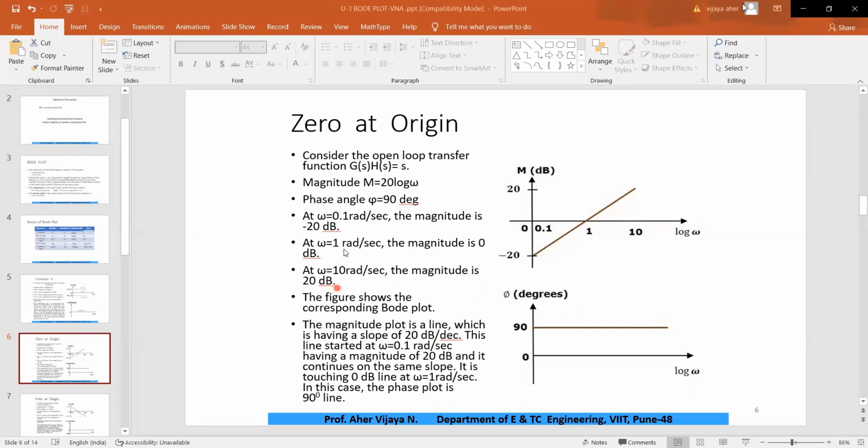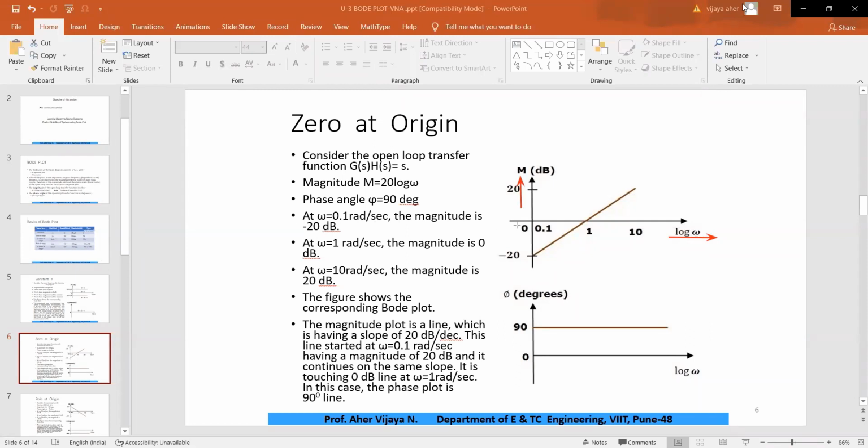Now, from these three values of magnitude, we are going to plot the magnitude diagram. We are going to draw the magnitude plot. So again, on the x-axis I have taken log omega. So this is my log omega on the x-axis and magnitude on the y-axis. M in dB, magnitude in dB, and logarithm scale of angular frequency, that is log omega, right?